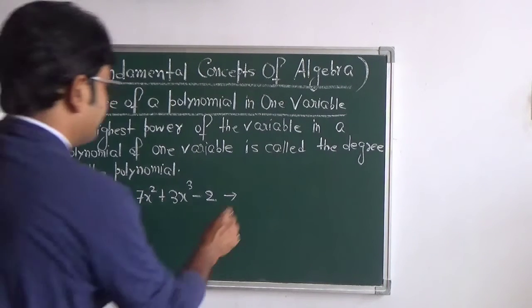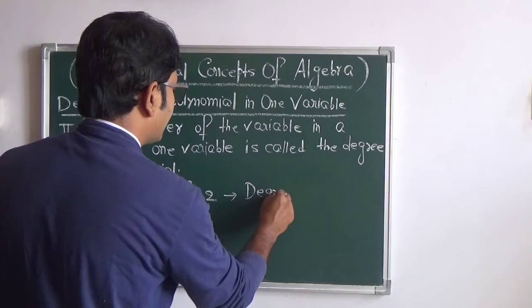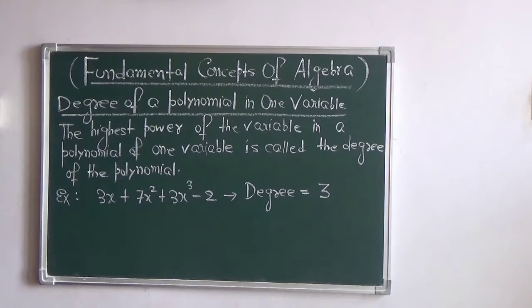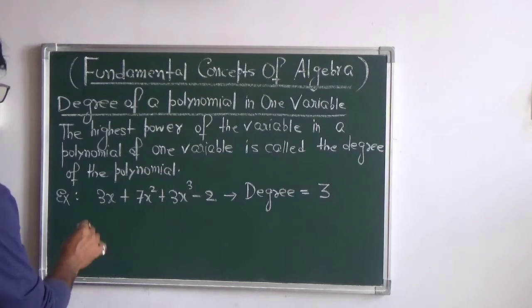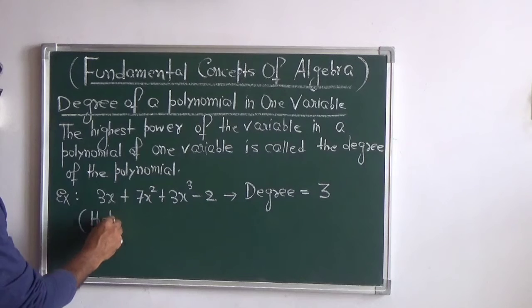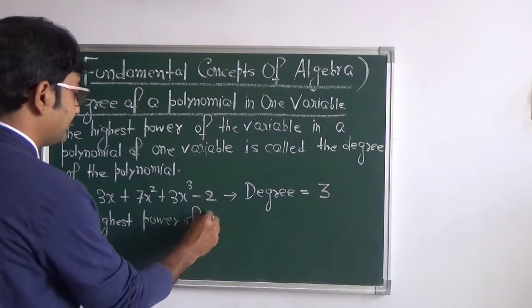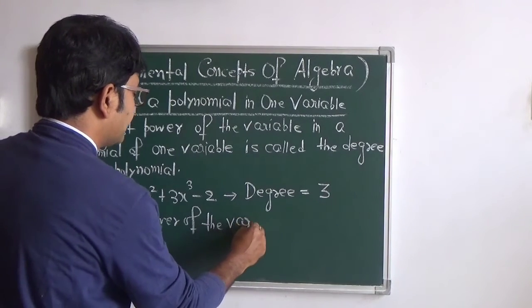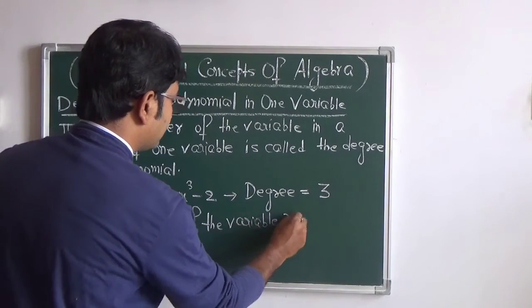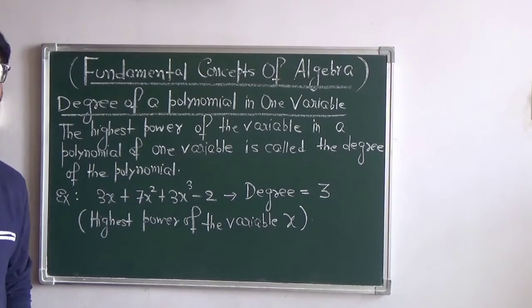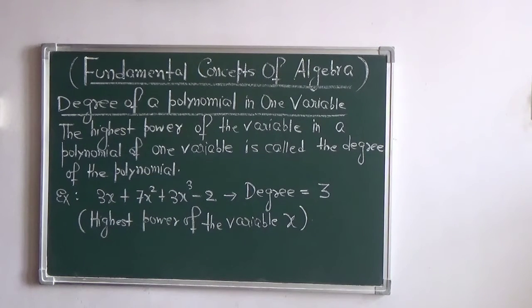So degree of this polynomial, degree is equal to 3. And what will be the reason for the degree being 3? That it is the highest power of the variable x. Okay, so any polynomial you get in one variable, the highest power of that variable will be called the degree of the polynomial. We can take another example.